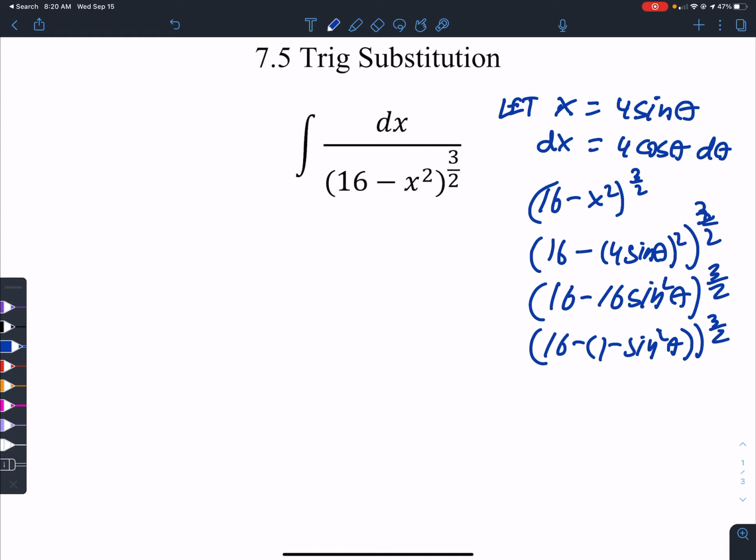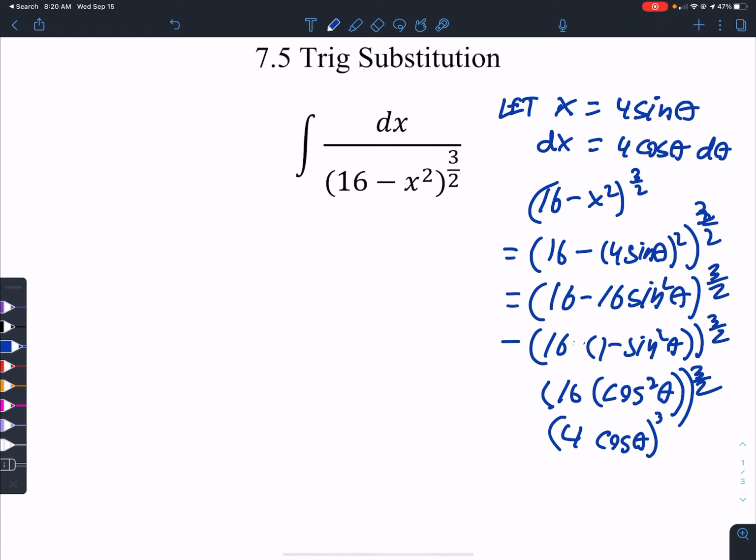16 cosine squared theta to the 3/2. Now this is the square root of all this, so that becomes 4 cosine theta, because we square rooted, cubed, which is 64 cos cubed theta. So we are going to replace the bottom with that.